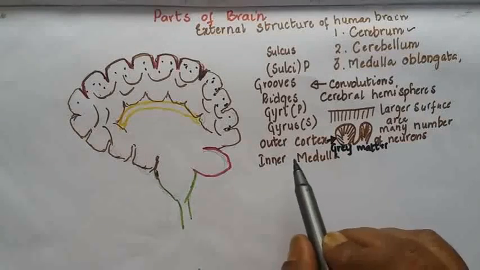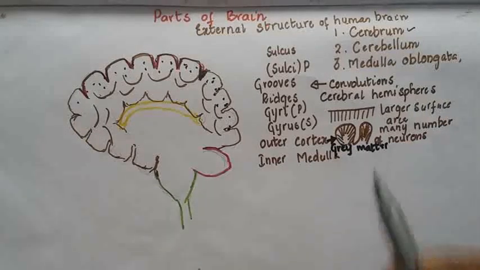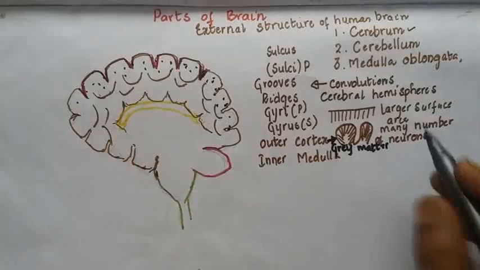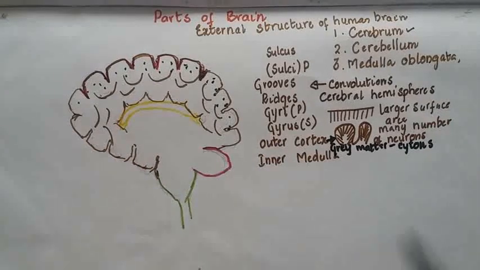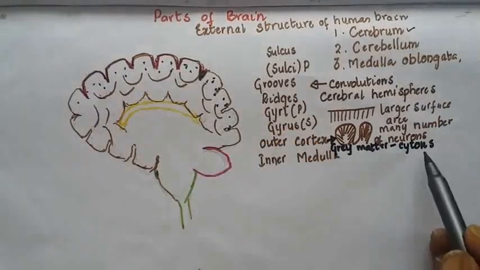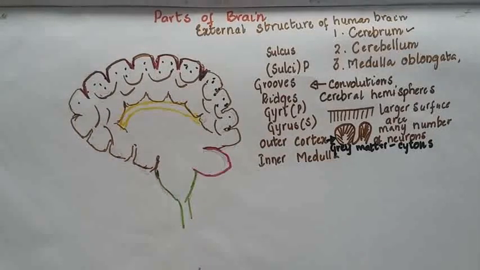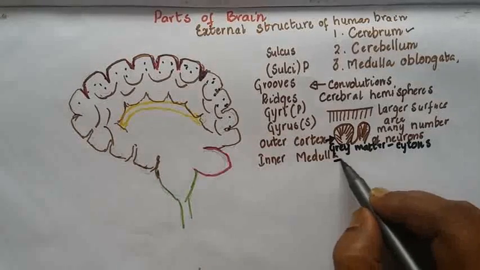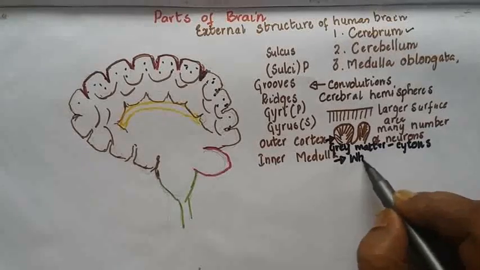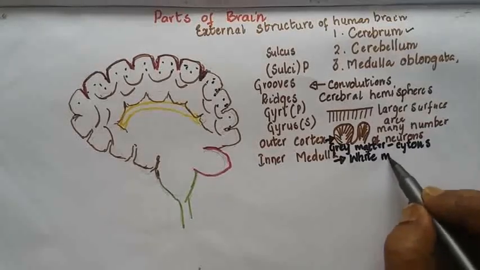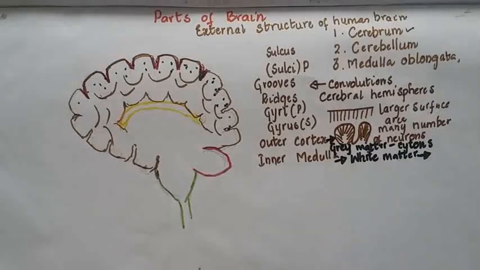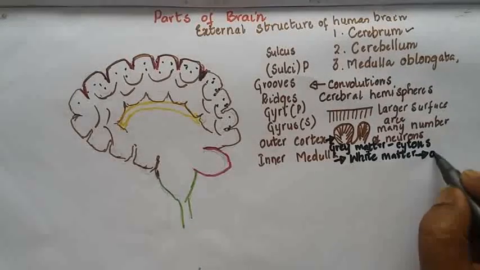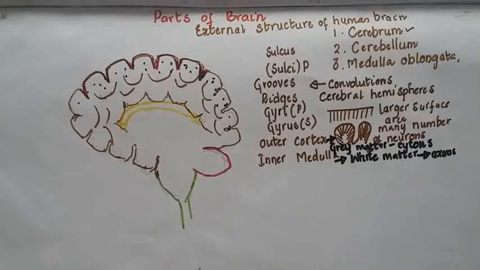Okay, so what do we find in this gray matter? In fact, in the gray matter of the cerebrum, we find the cytons of all the nerve cells. And then the inner medulla is white in its coloration, and hence we call it the white matter. This whiteness of the inner medulla is due to the presence of axons in this region.